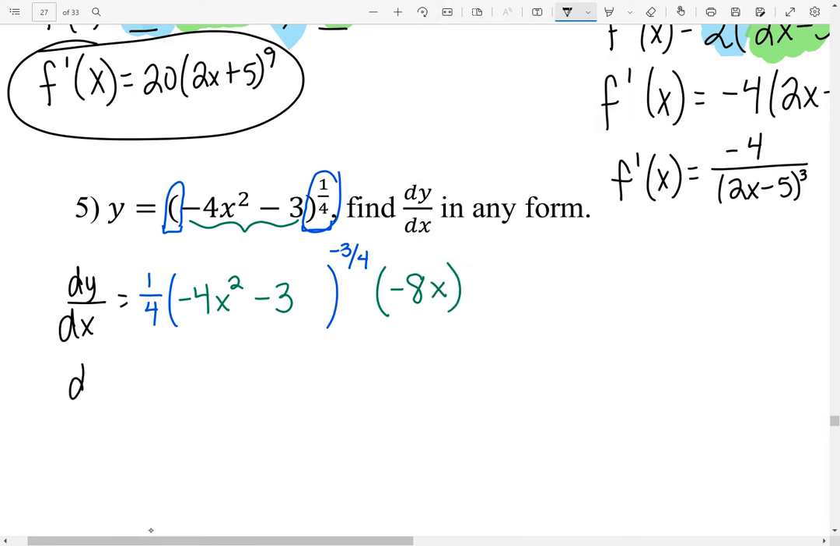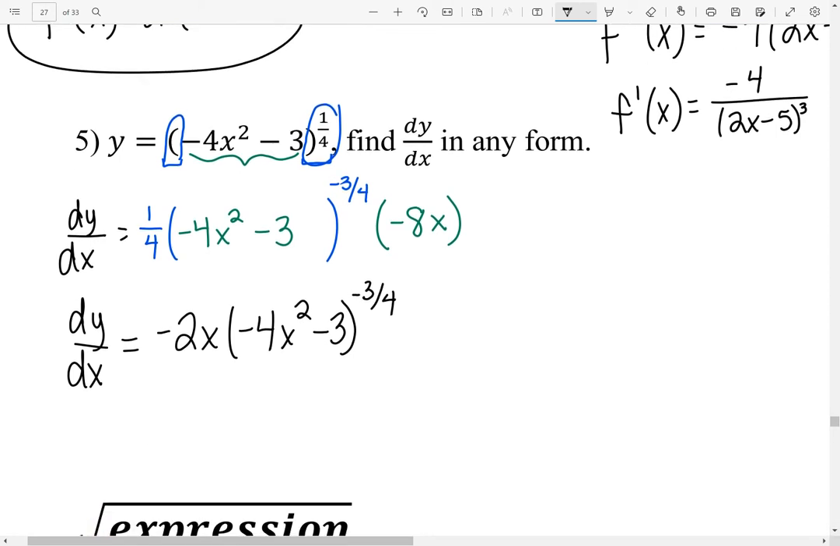Then I can simplify my expression. Negative 1/4 times negative 8 is negative 2x times negative 4x squared minus 3 to the negative 3/4. And if I want to write it with positive exponents, just move that quantity expression to the denominator. Negative 2x over negative 4x squared minus 3 to the 3/4.